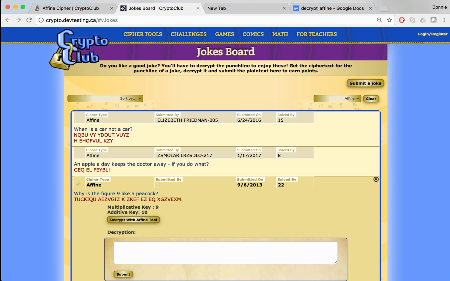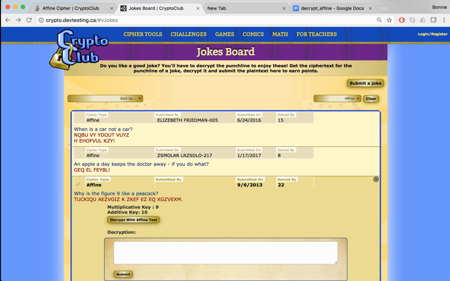We see the answer to the riddle was encrypted using the Affine cipher with a multiplicative key 9 and an additive key 10. Let's see what that means. To encrypt, first multiply by the multiplicative key 9, then add 10. So to decrypt, we first subtract 10 and then multiply by the multiplicative inverse of 9, which is 3.